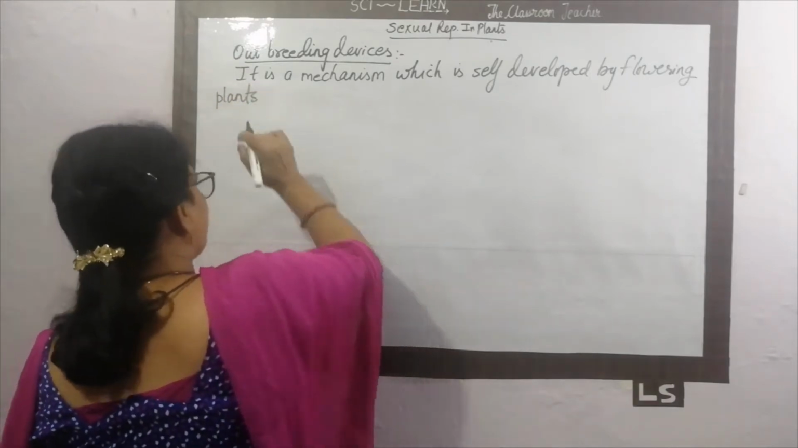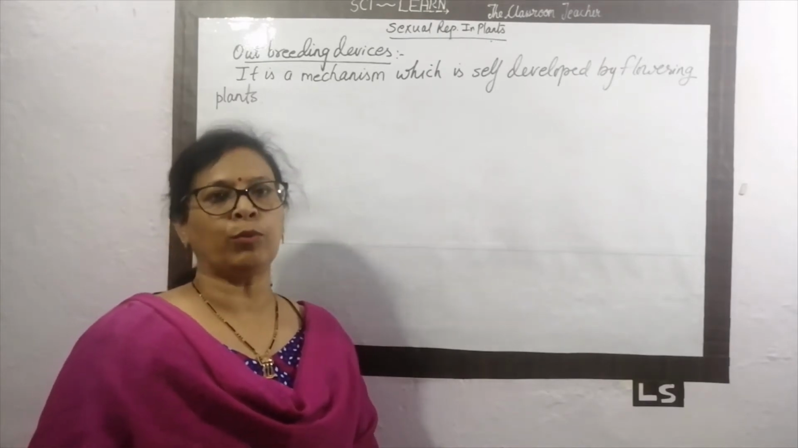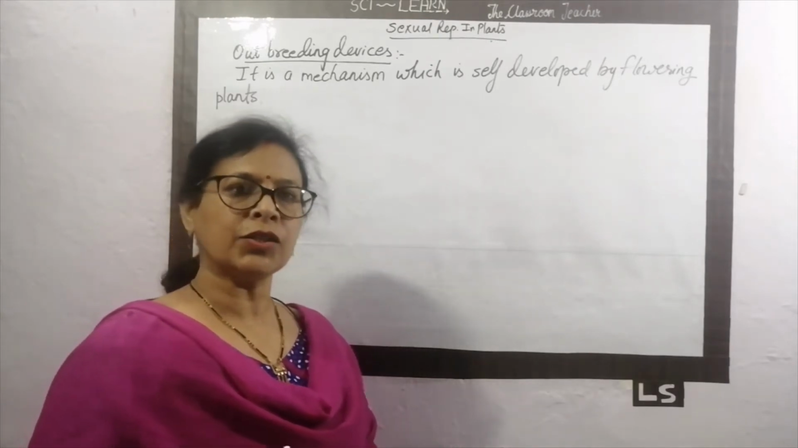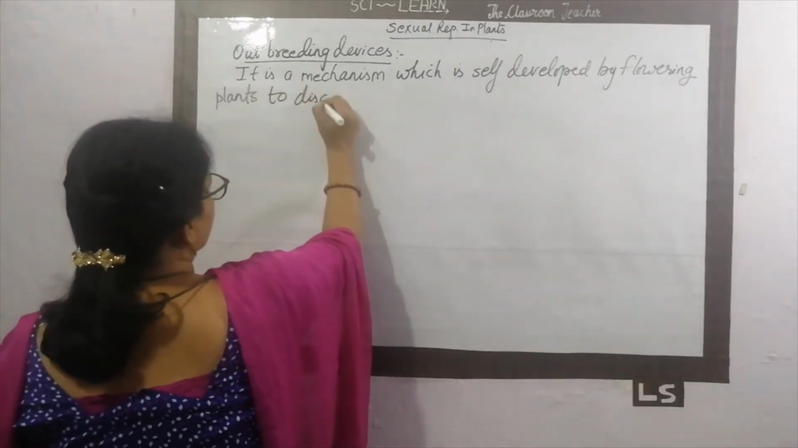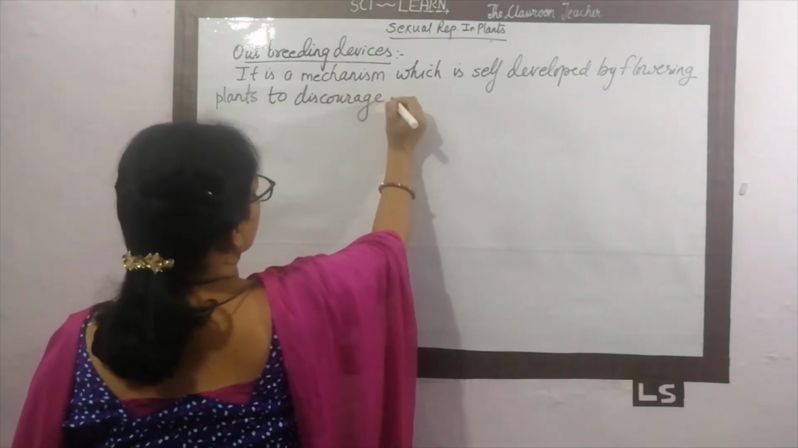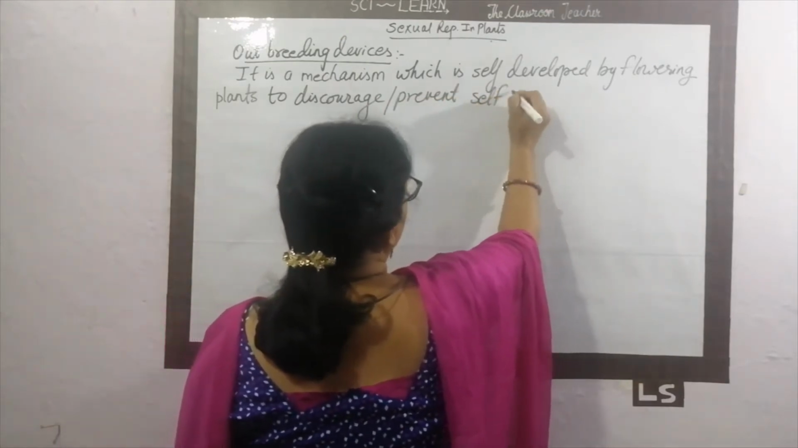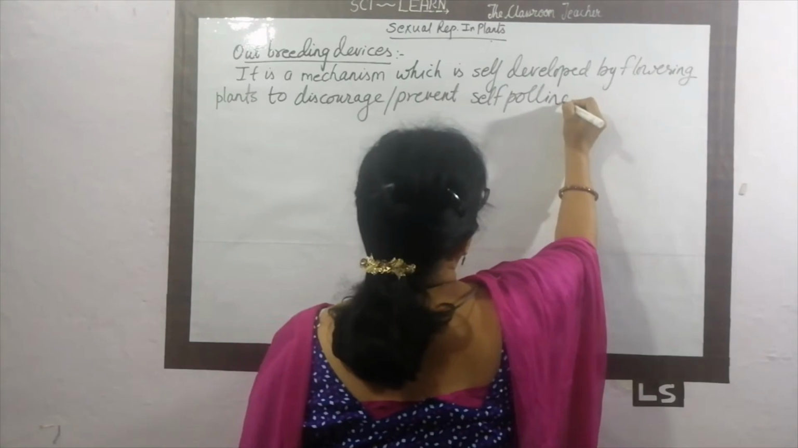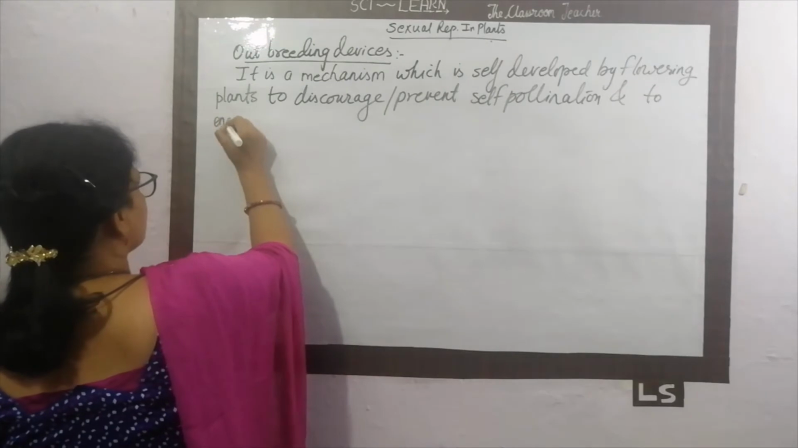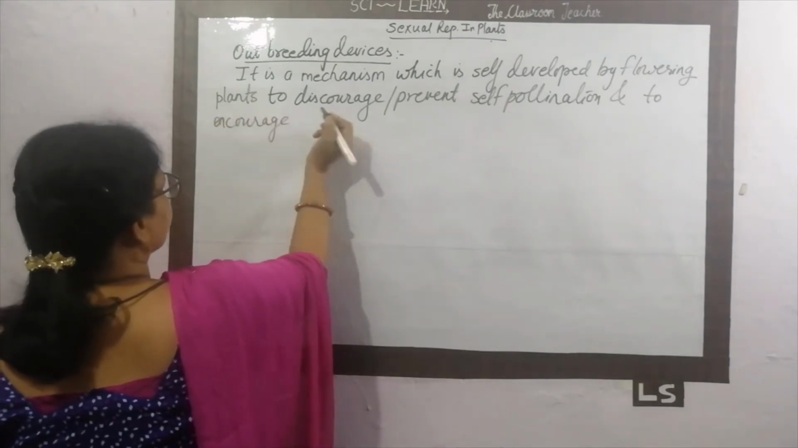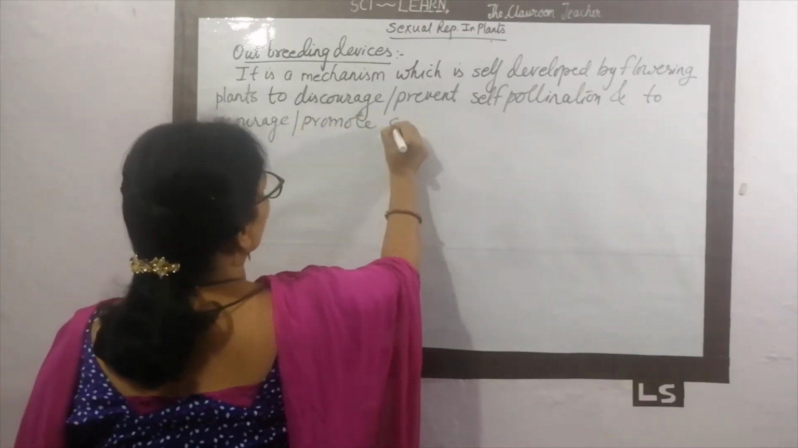Why do they develop this type of mechanism? Because they want to discourage self-pollination and they want to encourage cross-pollination. Plants develop it to discourage or prevent self-pollination and to encourage or promote cross-pollination.